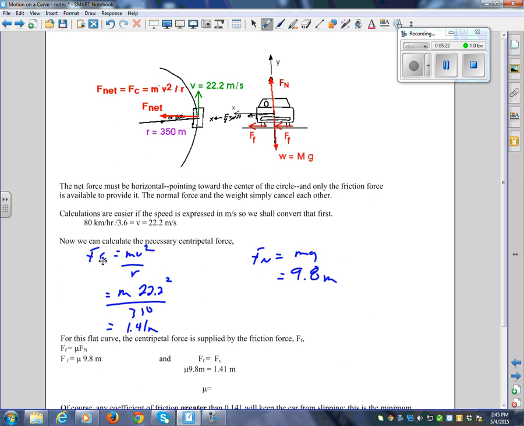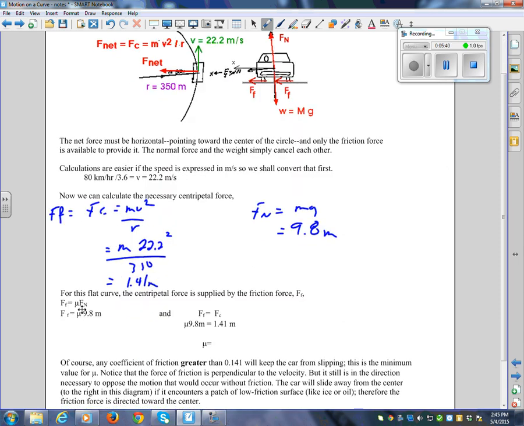It's the centripetal force that's being provided by friction, right? The friction force is the centripetal force, which is what it says right here. For this flat curve, the centripetal force is supplied by the friction force FF. FF is equal to mu Fn. You learned that about a month and a half ago.